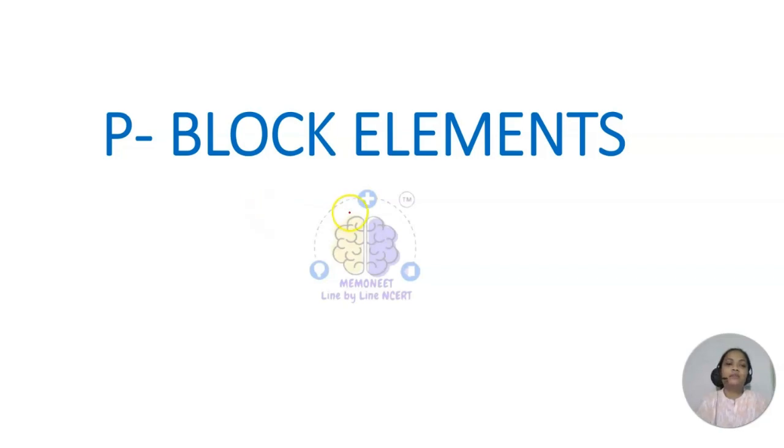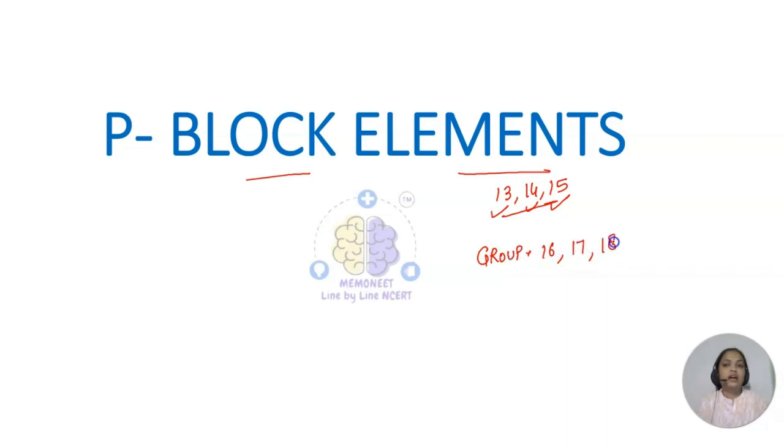So today I am back with another video on the P block element. In the last video we learned about the group number 13, 14 and 15 elements, that is the boron, carbon and nitrogen family. Today we are going to cover group number 16, that is the chalcogens, group 17 halogens and group 18, that is the noble gases.